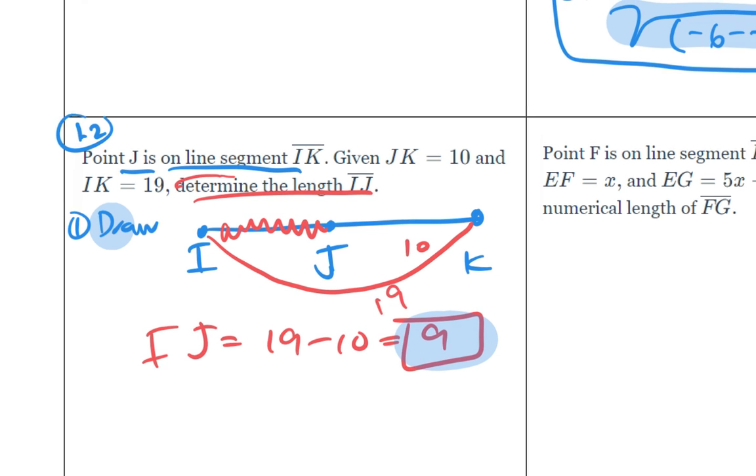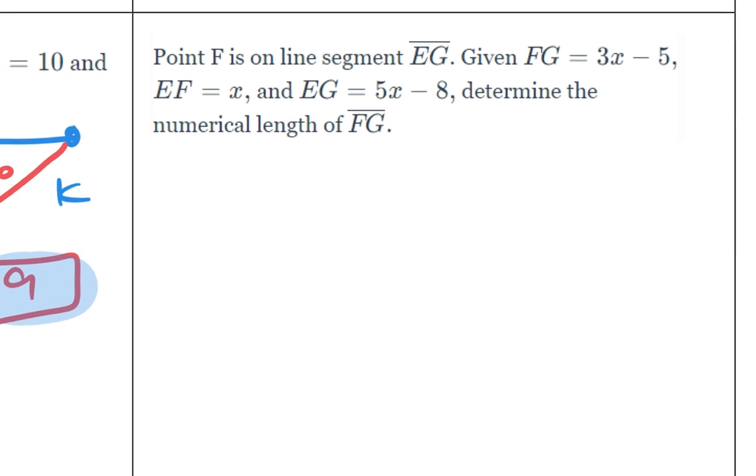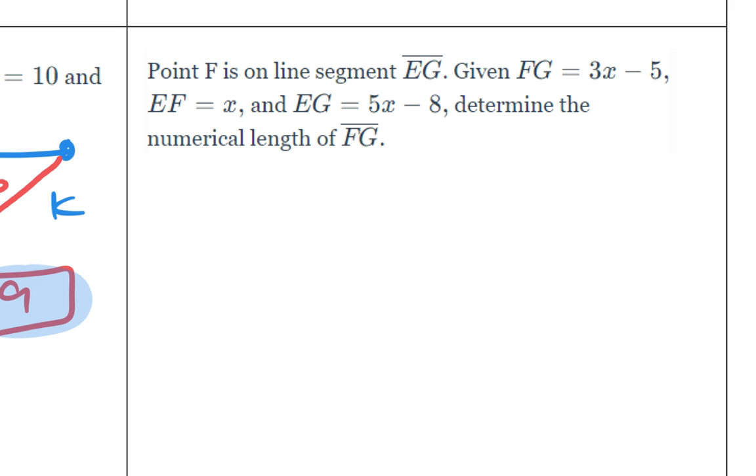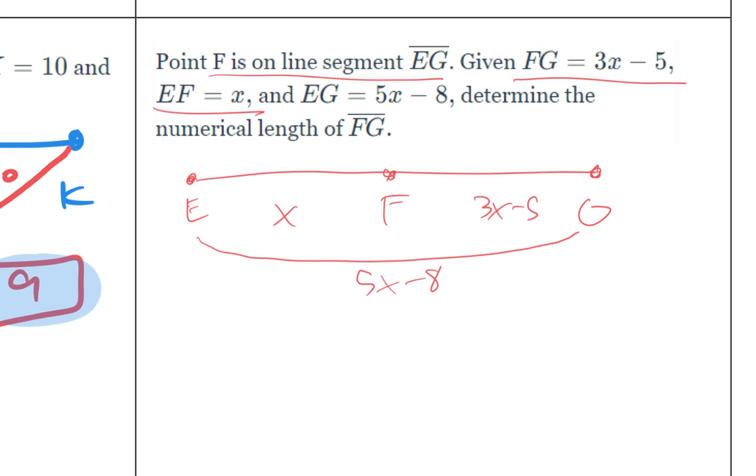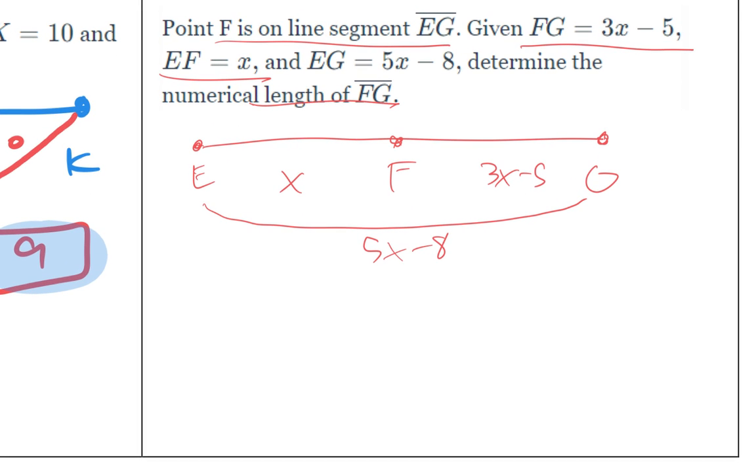Number 1 is we're going to draw. All right, so now let's step it up. You got this as well. Think about this one. This one says point F is on line segment EG. So one end is E, one end is G. F is on the line, so F is somewhere. FG is 3x minus 5. F to G is 3x minus 5. EF is x. E to G is 5x minus 8. Determine the length of FG. That's what they want us to find.